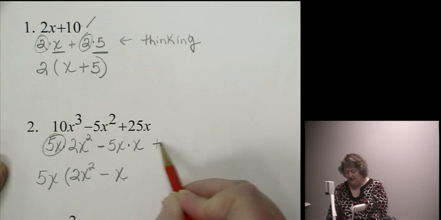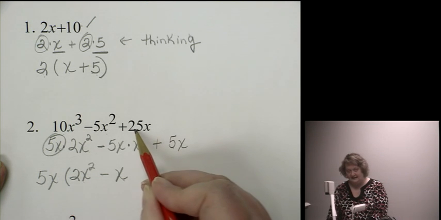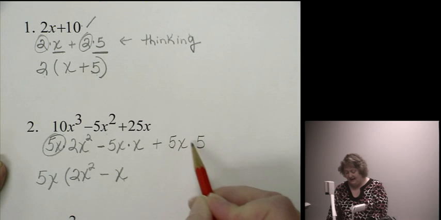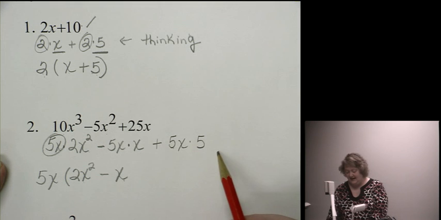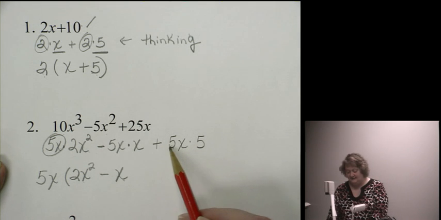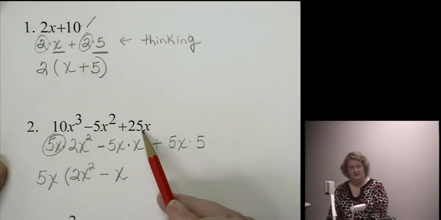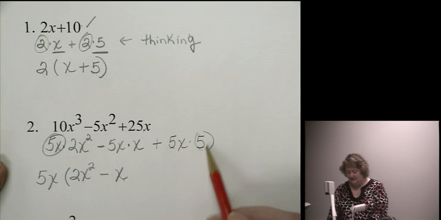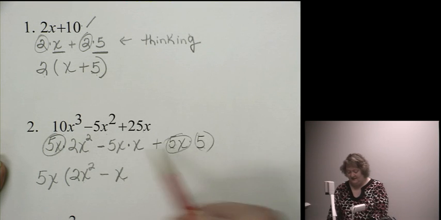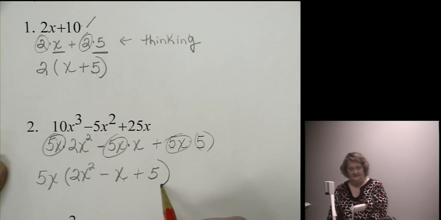Okay, then plus, and then the 5x. Well, what do we need to multiply 5 by to get 25? 5. How do we figure that out? 5 goes into 25 5 times. And we already have the 1x. 5x times 5 gives me 25x. So as we look at this, there's the 5x, there's the 5x, there's the 5x. That's the common factor. And out here we need that plus 5.